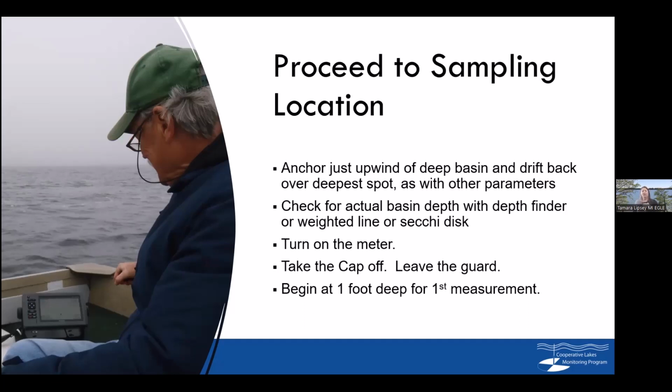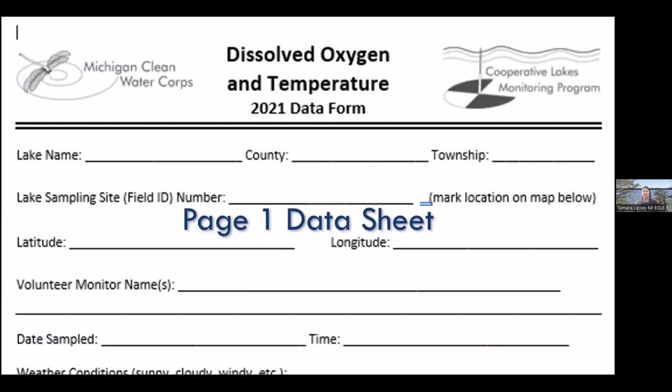You'll have to turn on your meter again. They do turn off after a certain period of time. As long as you have calibrated it the same day, right before you went out, you don't need to calibrate it again. You'll take your cap off, but leave that guard on it to protect it. Then you'll begin taking measurements at 1 foot deep for the first measurement.